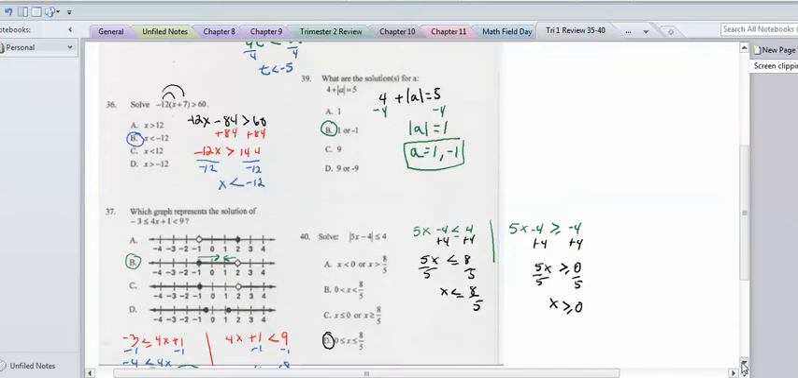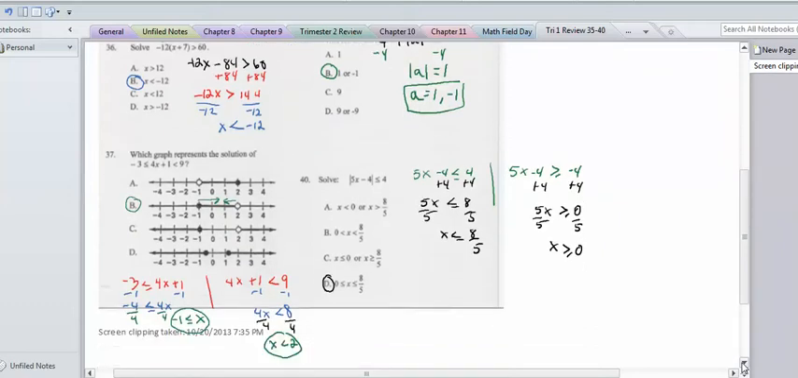Okay, number 37. I went down here and I did the work right over here. Did the work for each of them. I did 2 separate inequalities. I got all the x's on one side, numbers on the other. So then I ended up with x is greater than or equal to -1. So I found a closed circle at -1. It could either be C or B, because these are closed circles at -1.